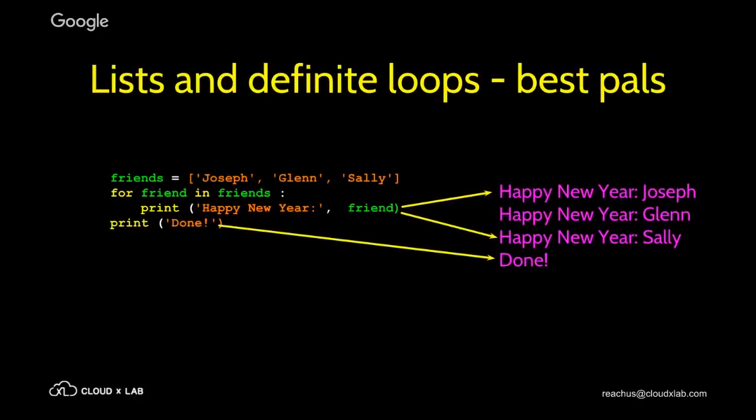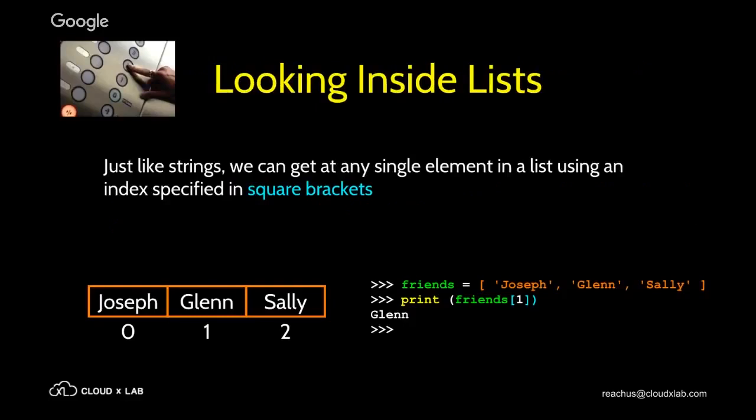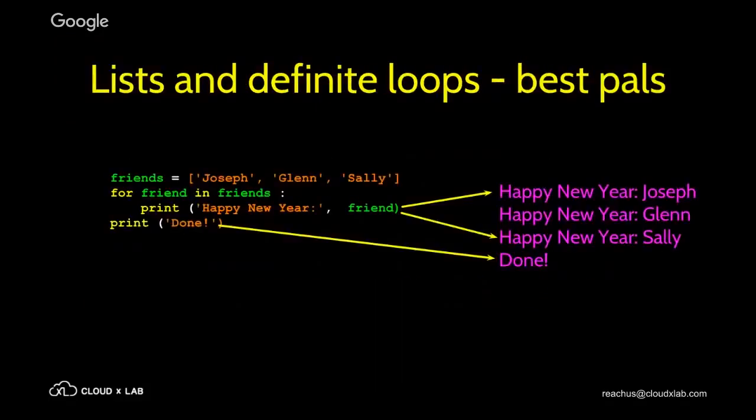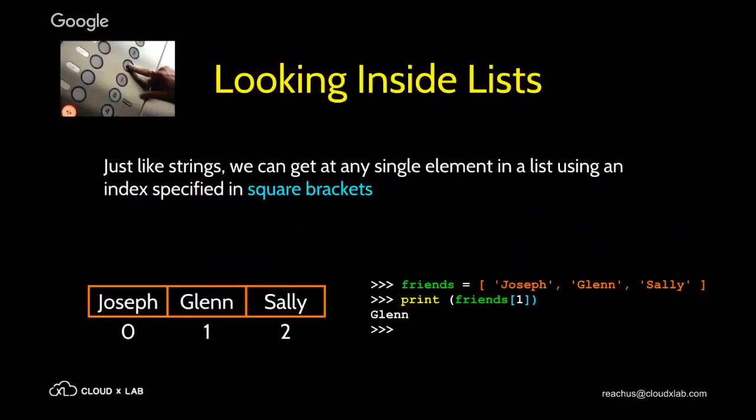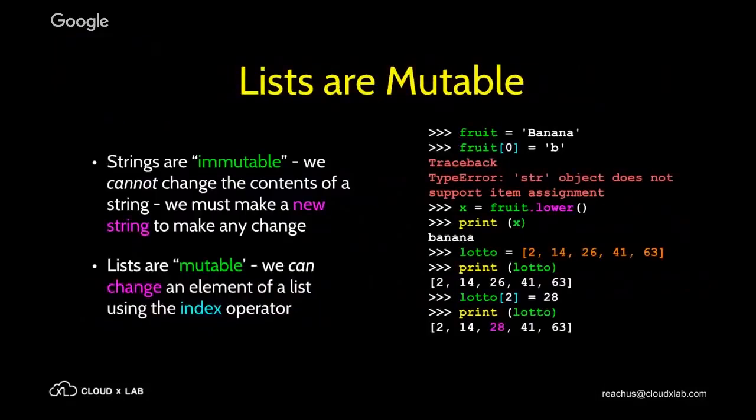So lists and definite loops, which is the for loop, are kind of best friends. You can always pass a list as an argument and print it. If you want to look at the list, you can simply print it, or, just like strings, you can address an individual value using an index. Lists are mutable, meaning we can change a list, we can update a particular value with something. While strings are not mutable, meaning we cannot change a string.